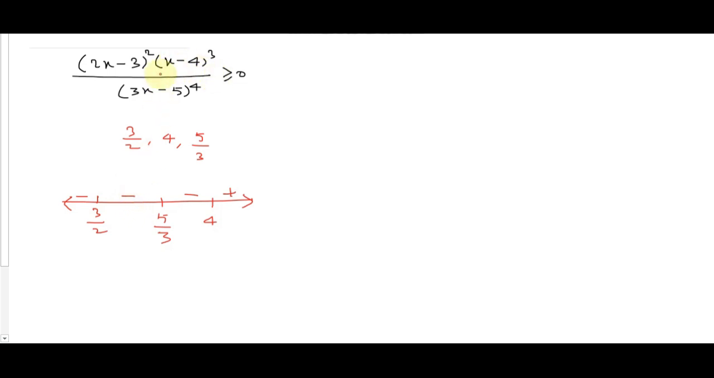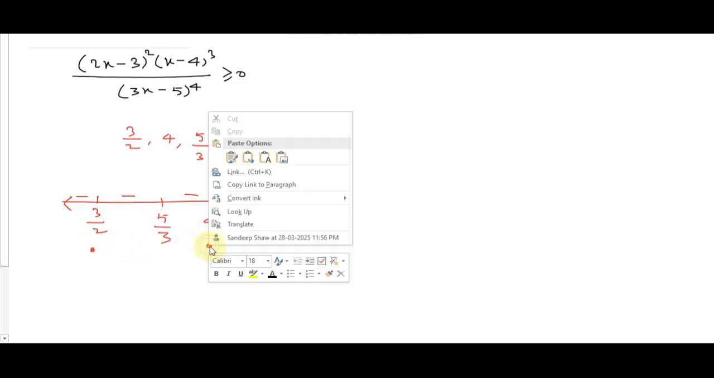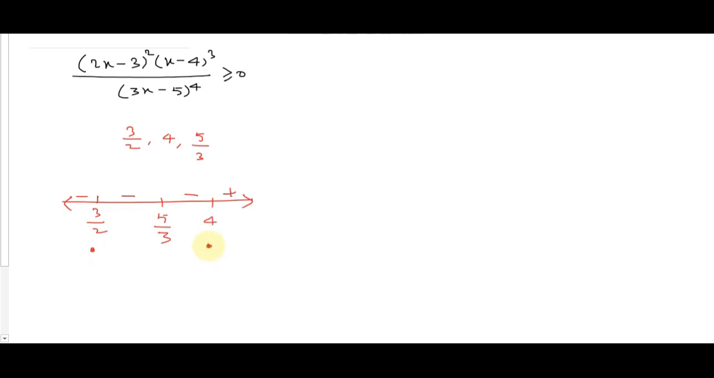Okay, now we have to find those x for which this expression is going to be positive or equal to 0. First, let's find when it is going to be 0. It is going to be 0 at 3 by 2 and 4. So let's draw a filled circle below 3 by 2 and 4. Now also we have to take such x for which this expression is going to be positive, and such positive values we find when x is greater than 4. So we will draw here a thick line that will approach plus infinity.